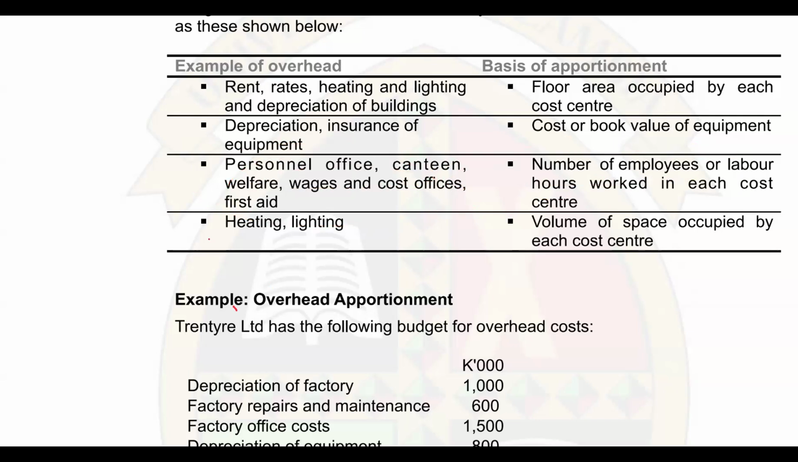If it's about heating and lighting, then you can use the volume space. If you have that basis of apportionment, it is the most appropriate to allocate this overhead.